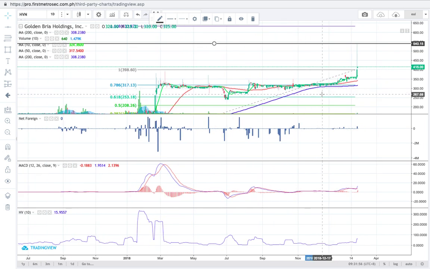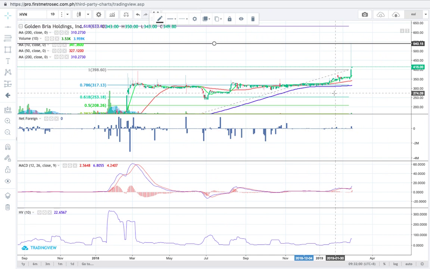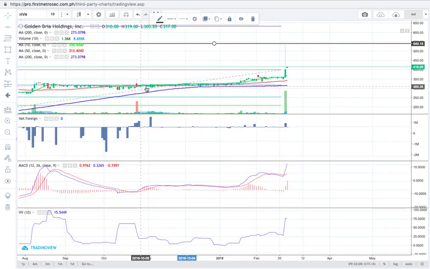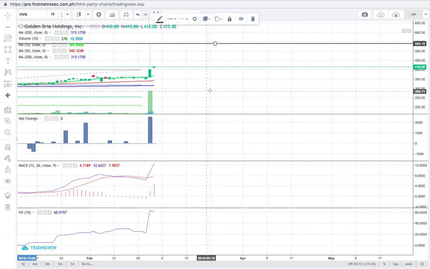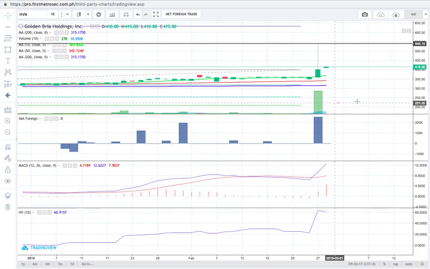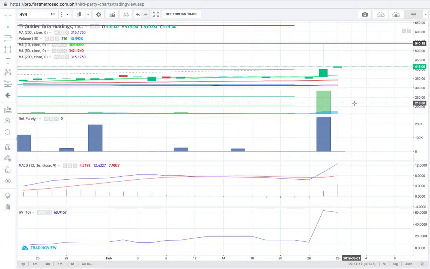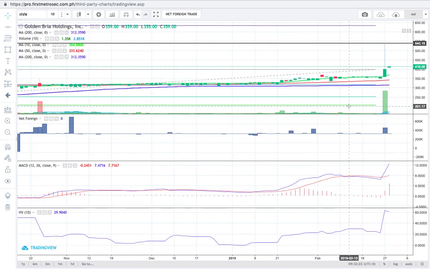Okay, and your immediate support, I choose 317 or 320 as your immediate support for HBN. Okay, right now it is moving at 415 already, but the volume bar is still relatively low, so we can't judge yet if we are seeing a continuity in the price of HBN here.